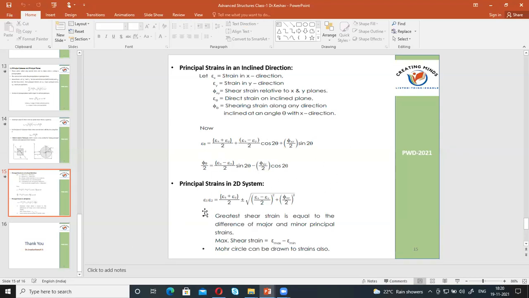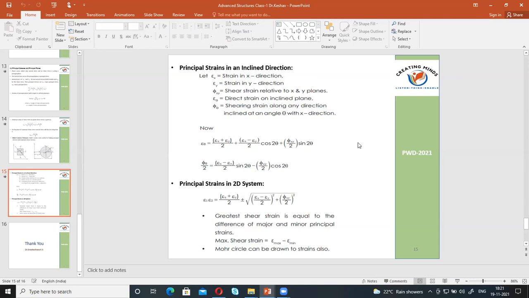These are the formulas. Whatever you have done with respect to Mohr circle stresses, that is principal stress sigma 1, sigma 2. Instead of sigma 1, sigma 2, here you have epsilon 1, epsilon 2. Same equation. Instead of tau xy whole square, here you have gamma xy by 2 whole square. Clear?